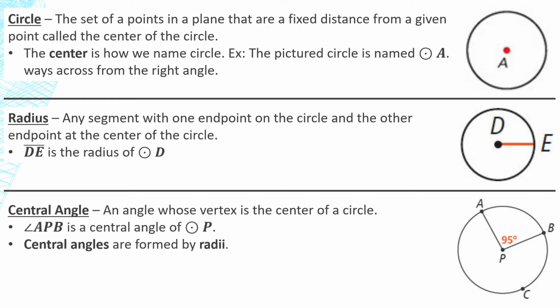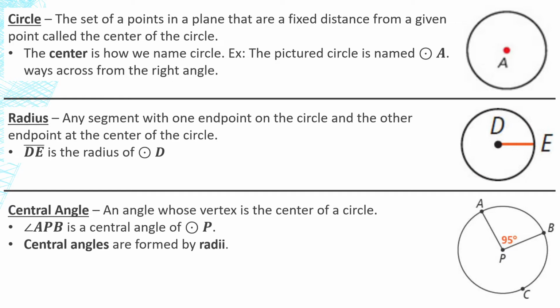The radius is any segment with one endpoint on the circle and the other endpoint at the center of the circle. So segment DE is a radius, since point D is the center and E is a point on the circle. Now if we take the radius and extend it to reach the other side, that makes it a diameter. Remember, since the center is equidistant from any point on the circle, all radii are congruent, always. The plural for radius is radii, so all the radii are congruent. Diameter is the same. Any diameter that passes through a circle will be congruent to any other diameter.